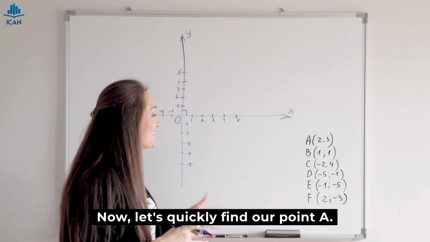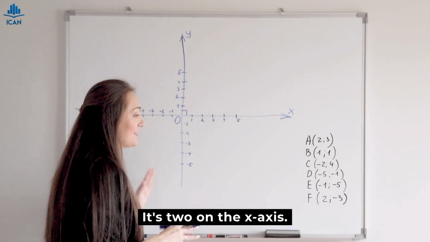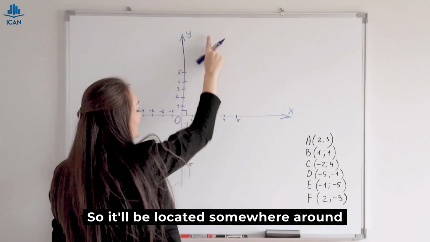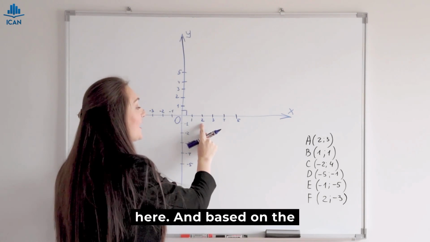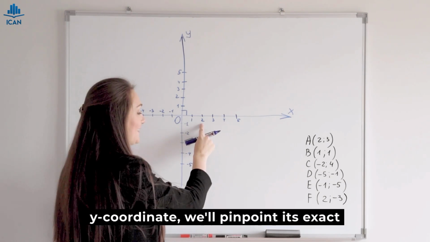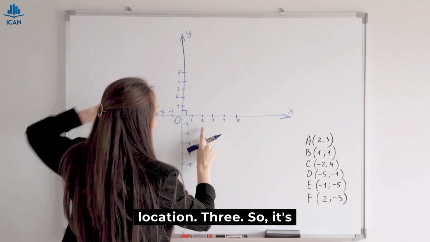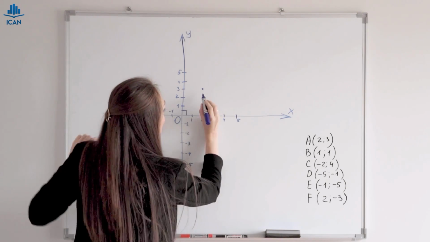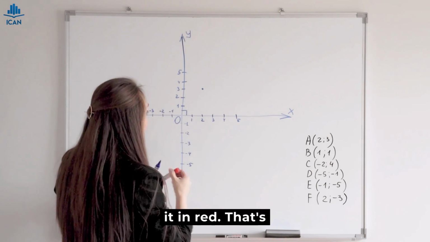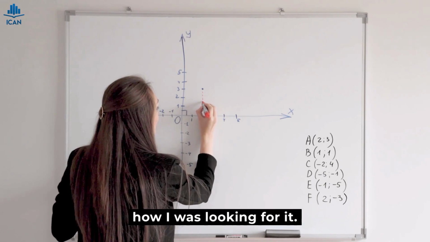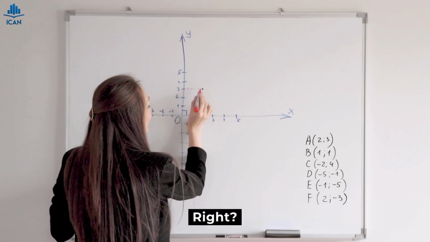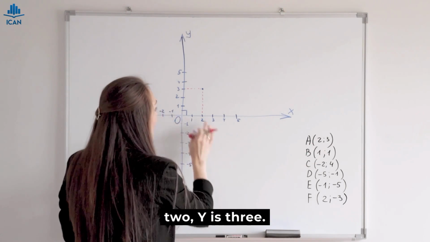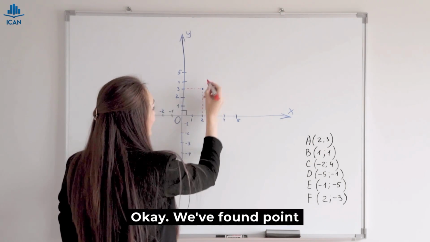Now let's quickly find our point A. It's 2 on the x-axis. So it'll be located somewhere around here. And based on the y-coordinate, we'll pinpoint its exact location. 3. So it's 2, tick, tick, tick, tick, tick, 3. Here it is. Let's see, I'll probably highlight it in red. That's how I was looking for it. Right? Abscissa X is 2, Y is 3. Okay, we found point A.